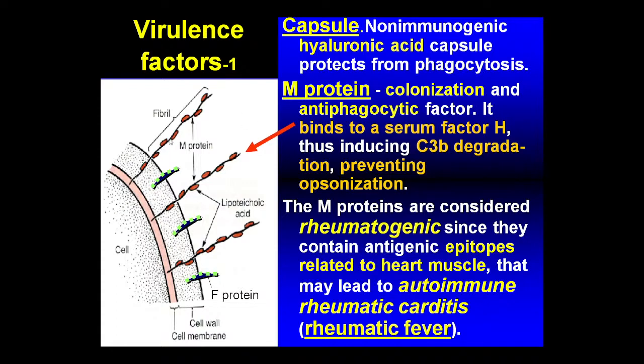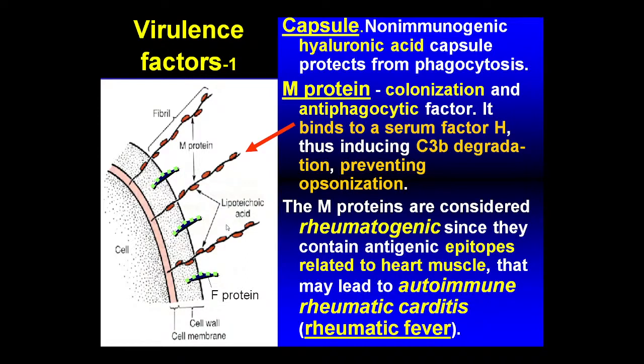Then we have fibrils of teichoic and lipoteichoic acids. You can see here that they may serve for colonization. And pay attention that these fibrils of lipoteichoic and teichoic acids may serve as a substrate for M protein. The M protein is fixed on them. The M protein is a very important factor of colonization and also an antiphagocytic factor because it inhibits complement activation.